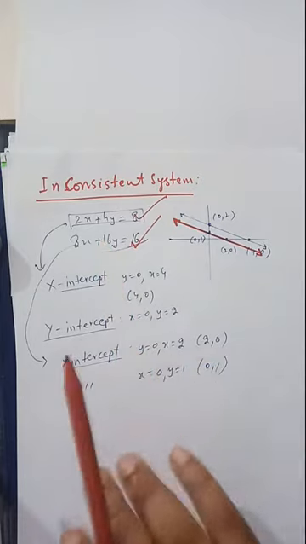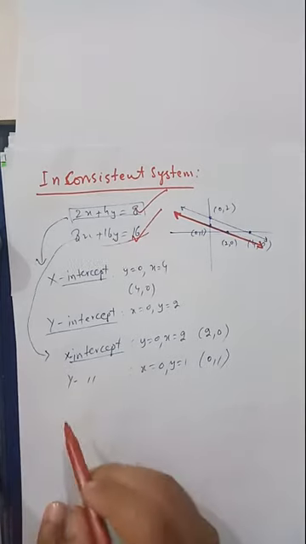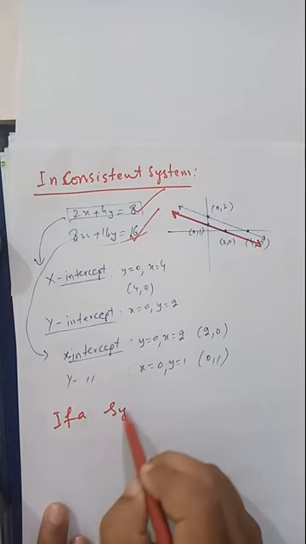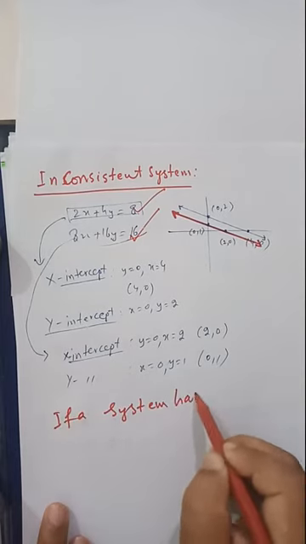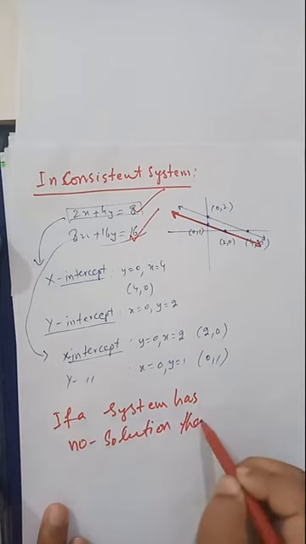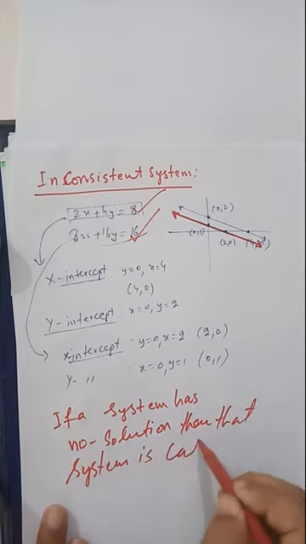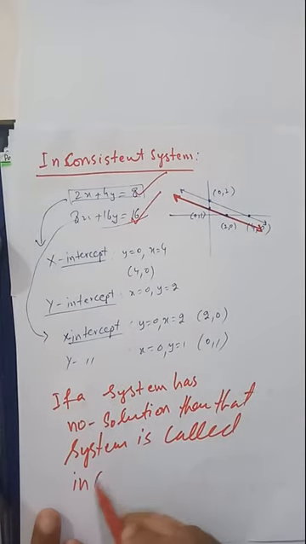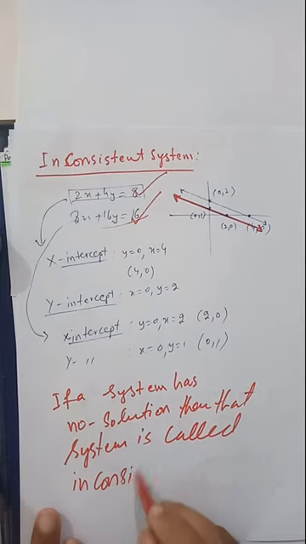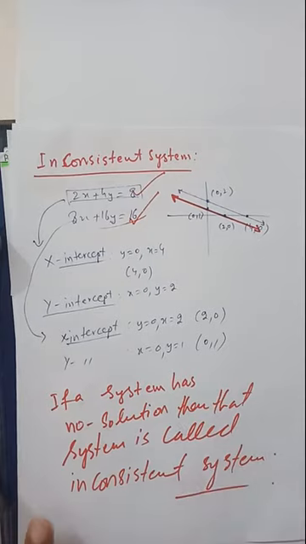So if a system has no solution, then that system is called an inconsistent system. That system is called an inconsistent system. Now you can see a picture in your book on page number 19.